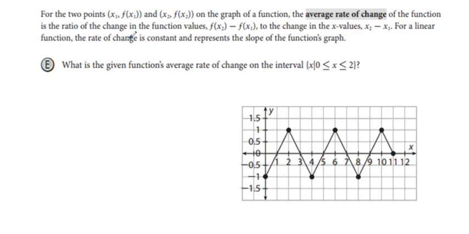That's going to be the interval notation of what the set notation shows up here. Next, for the two points x1, f of x1 and x2, f of x2 on the graph of a function, the average rate of change of the function is the ratio of the change in function values, f of x2 minus f of x1, to the change in the x values, x2 minus x1. For a linear function, the rate of change is constant and represents the slope of the function's graph.